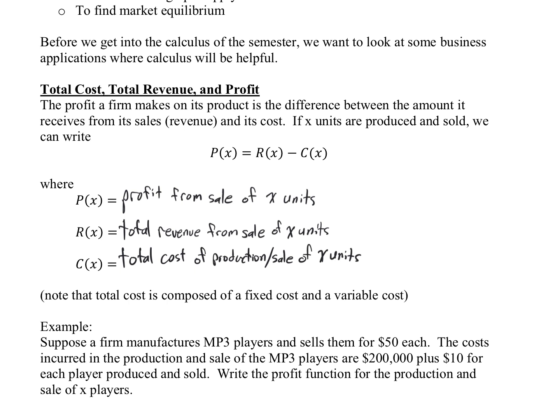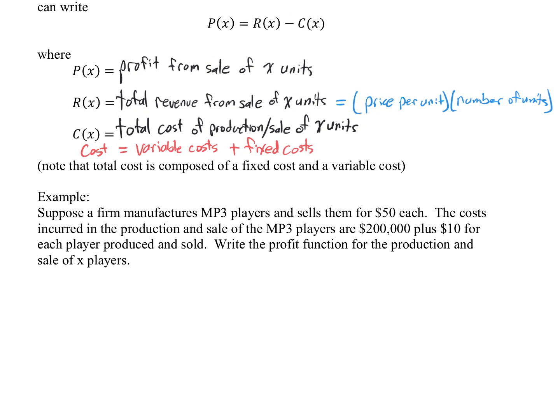In some situations, these functions will be given to you in an example, but in other situations, you'll have to construct the revenue and the cost functions. When we think about the revenue function, revenue is equal to a price per unit times a number of units. When we think about the cost function, cost typically has variable components as well as fixed components. Let's look at our first example.